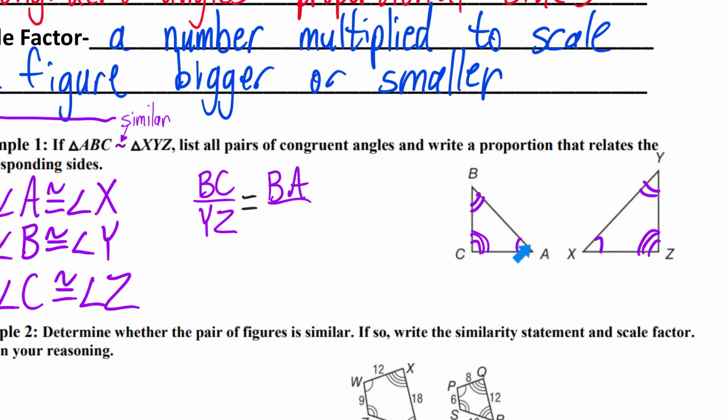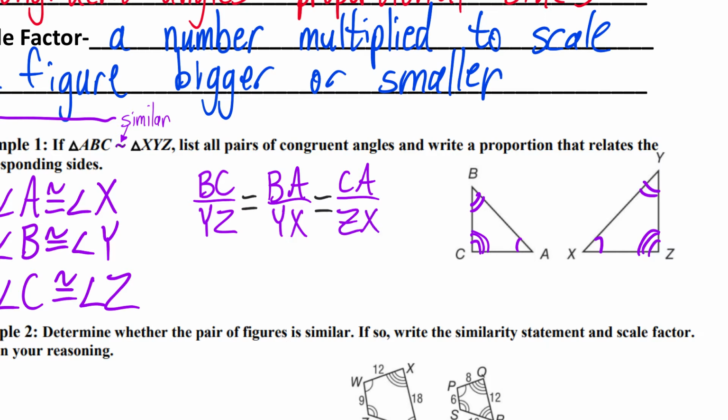So side BA here matches up to what side on the other triangle? To YX. As, and then the final one here is going to be CA. So CA on this triangle matches up to which side on the other triangle? To ZX.